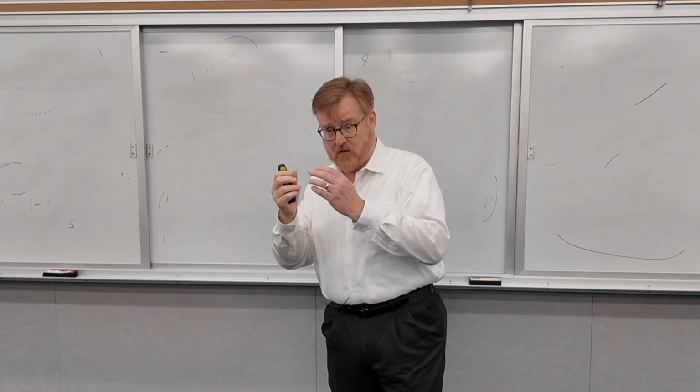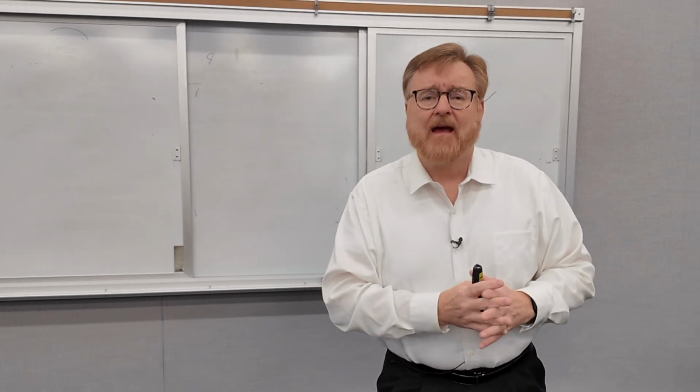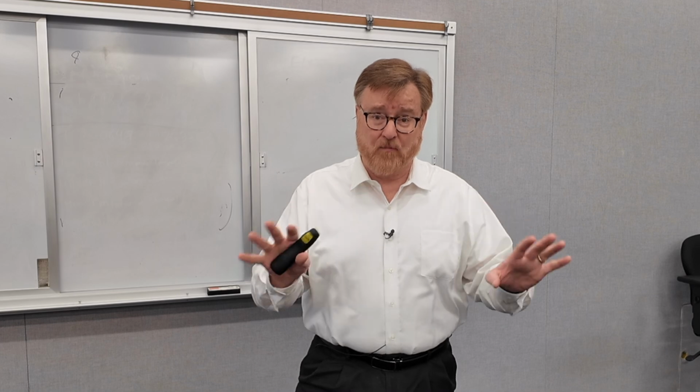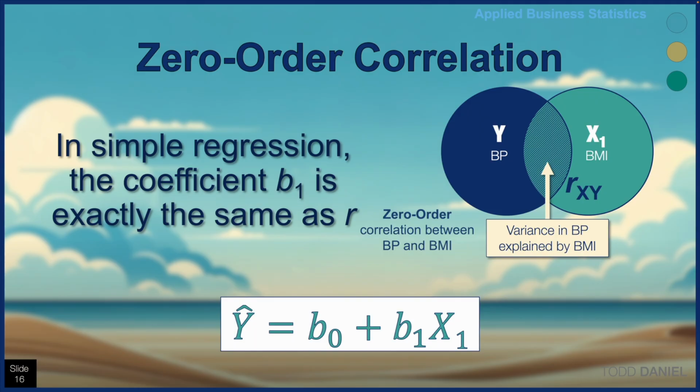How much variability in one, or let's say the outcome, is predictable from the predictor variable. The larger the overlap, the more predictive ability. That is called a zero-order correlation, simply correlating two variables. The amount of overlap is the variance that's explained by the second variable. The amount of overlap represents the variance, let's say in blood pressure, that can be explained by BMI. It is the same as the R sub XY correlation, which we also saw in our regression model as being the coefficient B sub 1.